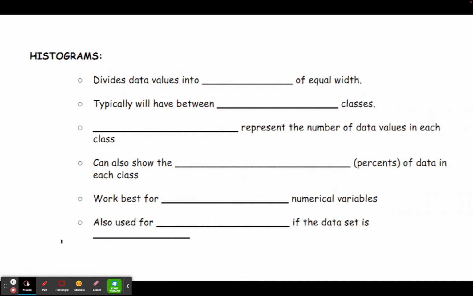This is the second half of lesson 5.1. And in the first half, we talked about making dot plots to display numerical data. In this section, we're going to learn about histograms.